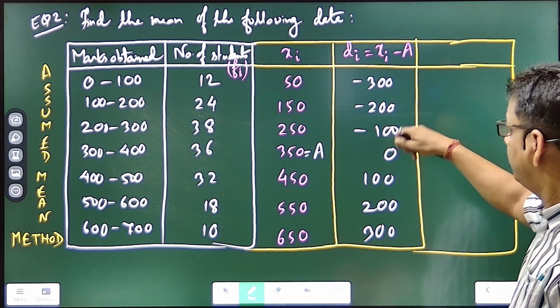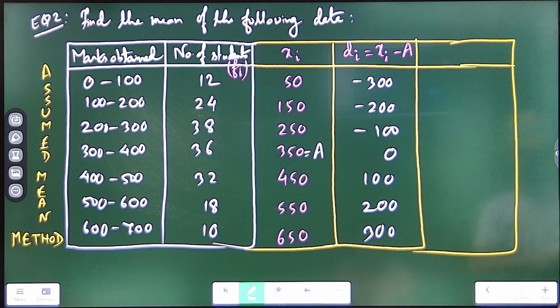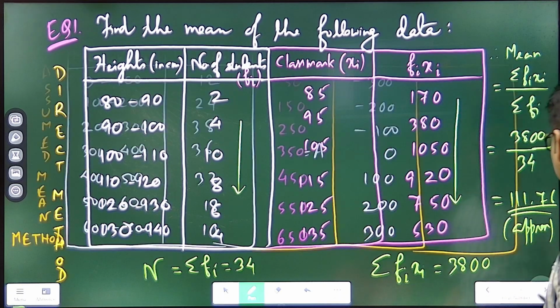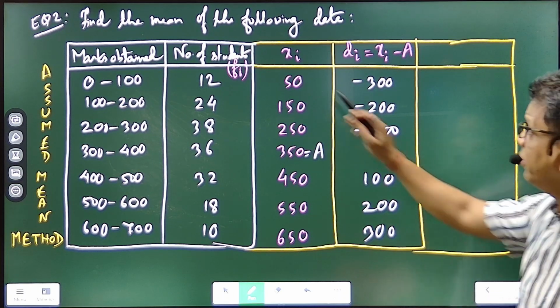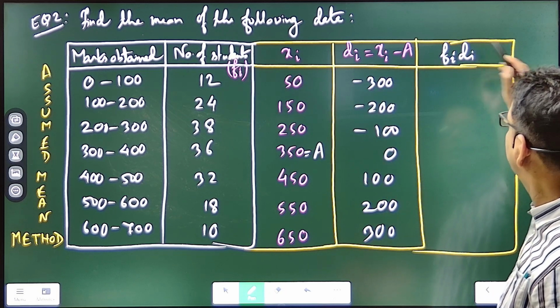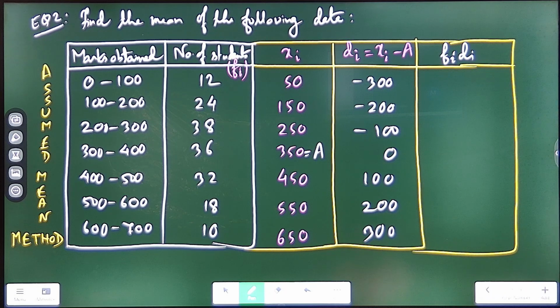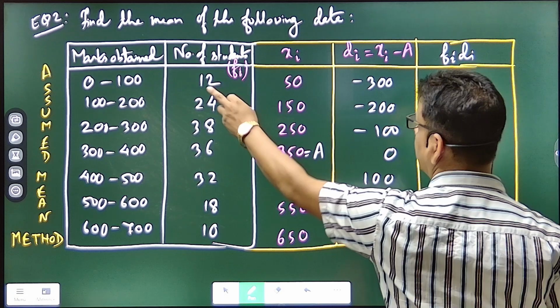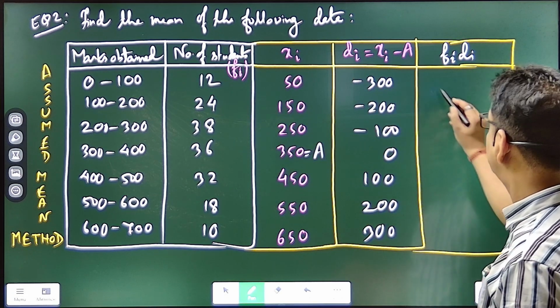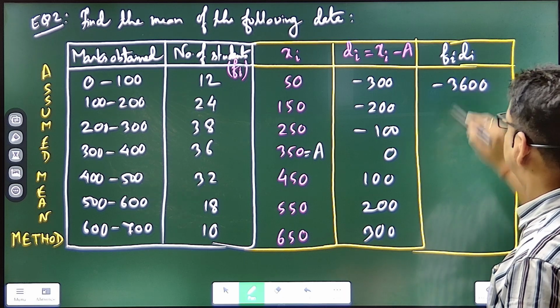Okay, now this is done. So the last column is the way we multiplied here fi and xi. Now we also will do almost the same thing, but not fi xi. We will multiply fi and di. Is it okay? So let's multiply fi and di. This is 12 fi, di is minus 300. So 12 3s are 36, minus 36.